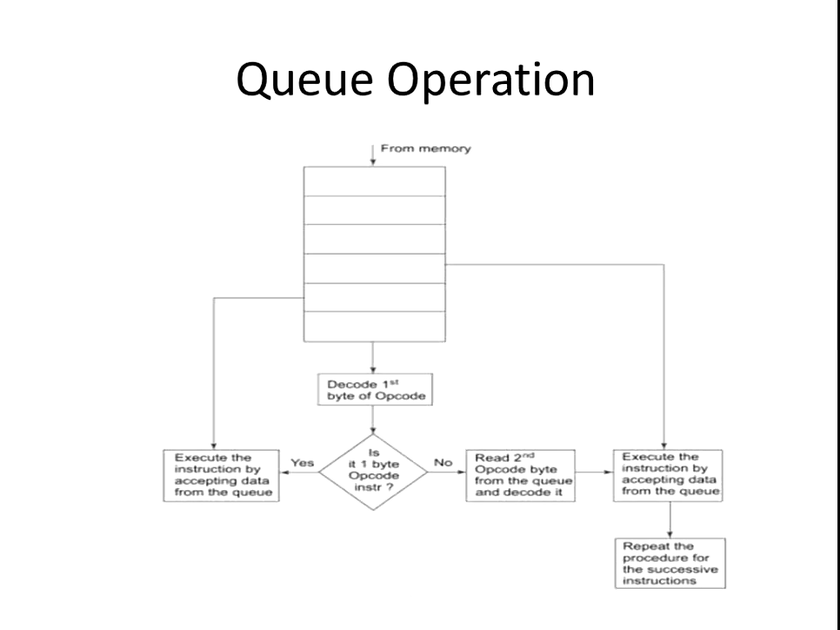So 8086 has a 6-byte instruction prefetch queue, and the instructions can be prefetched from the memory and stored in this prefetch queue, and this results in faster execution of the instructions. So by prefetching the instruction, there is a considerable speeding up in instruction execution in 8086, and this is called instruction pipeline.